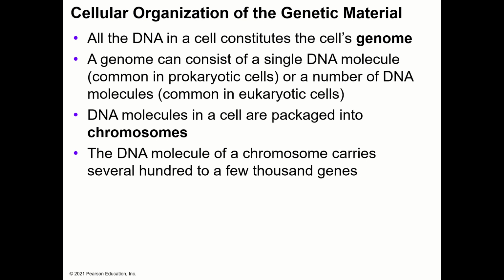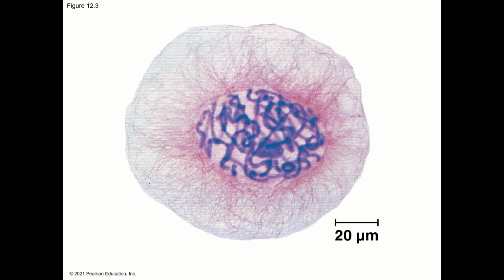Cellular organization of the genetic material. All the DNA in a cell constitutes the cell's genome. The genome consists of a single DNA molecule, common in prokaryotic cells, or a number of DNA molecules, which is common in eukaryotic cells. DNA molecules in a cell are packaged into chromosomes. The DNA molecule of a chromosome carries several hundred to a few thousand genes.